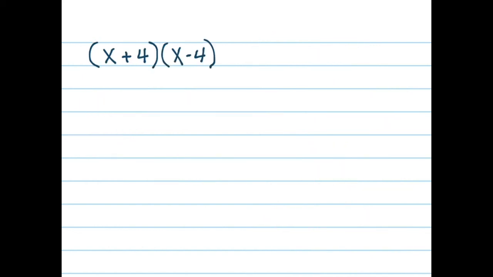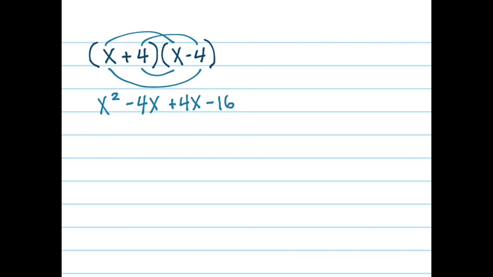So let's look at one more type of a problem. In this binomial, we have x plus 4 and then x minus 4. So it's the same number, but just opposite sign. So let's see what happens when we work this one out. So I have my x times x is x squared, outside, minus 4x, inside, plus 4x, and then last is minus 16. So when I combine my like terms here, I have a negative 4x and a positive 4x. That x term is going to cancel out.